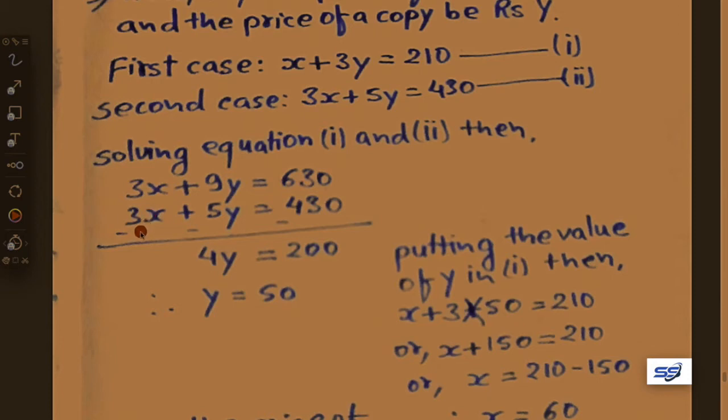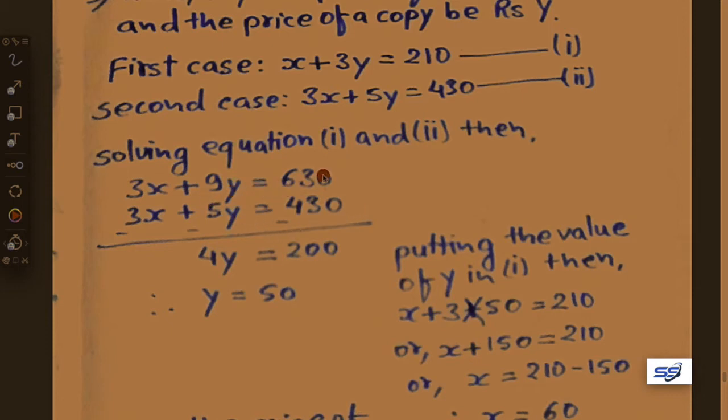Now our second equation is 3x plus 5y equal 430. This is placed as usual. But equation 1 is multiplied with 3. After multiplying with 3, equation 1 is placed here in the upper part, and equation 2 is placed in the lower part, which is not multiplied by anything.